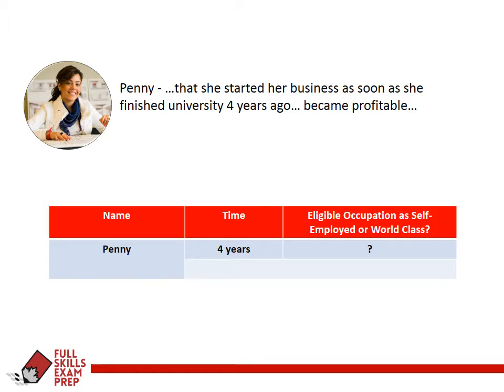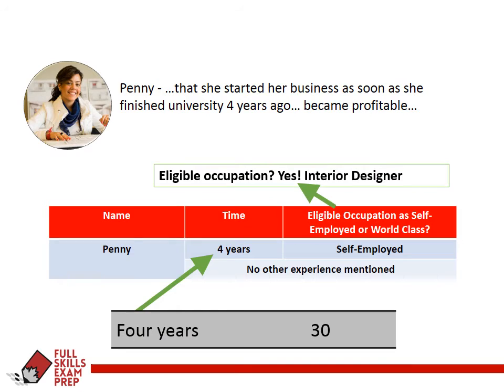We can see that she started this company 4 years ago. And also it's pretty straightforward that during this time, she became self-employed. In the scenario as well, they don't mention anything else really about any other experience or anything like that. So it doesn't play a role in this question, and it's a pretty straightforward answer as well. Okay, so you can see it's an eligible occupation, self-employed, 4 years, so you just add that up to 30 points.